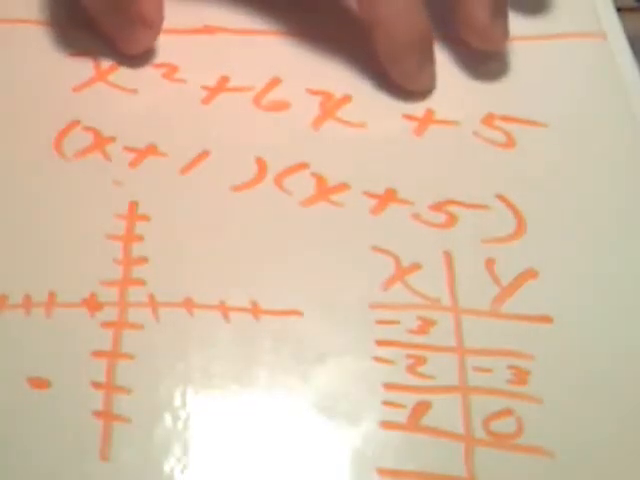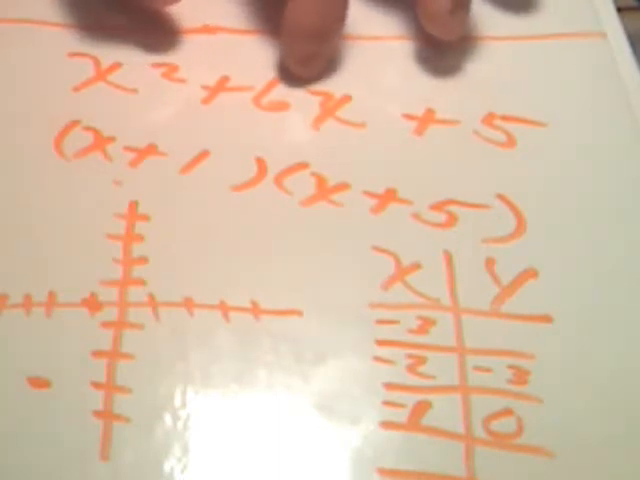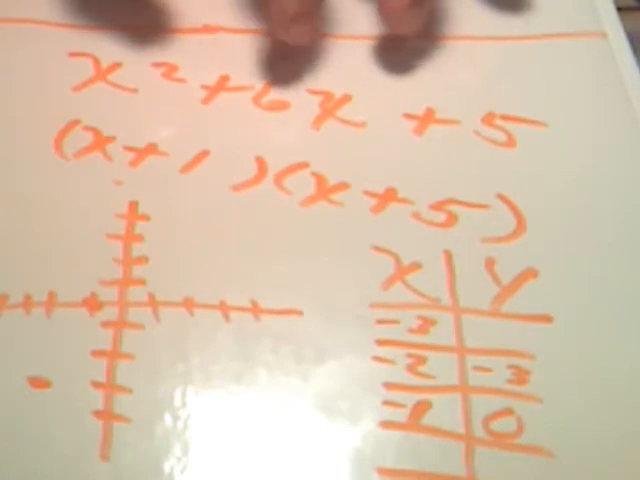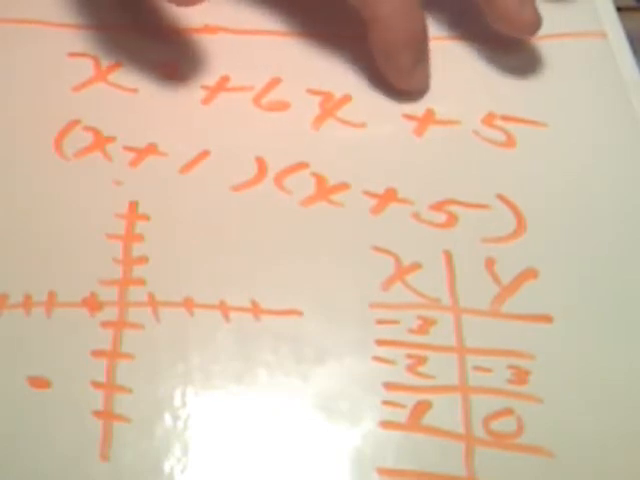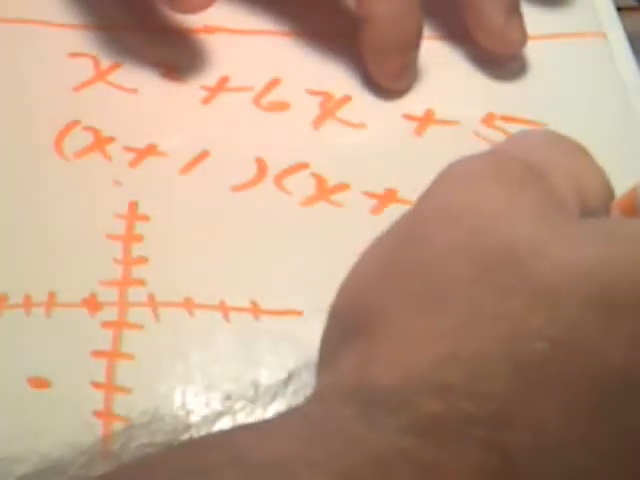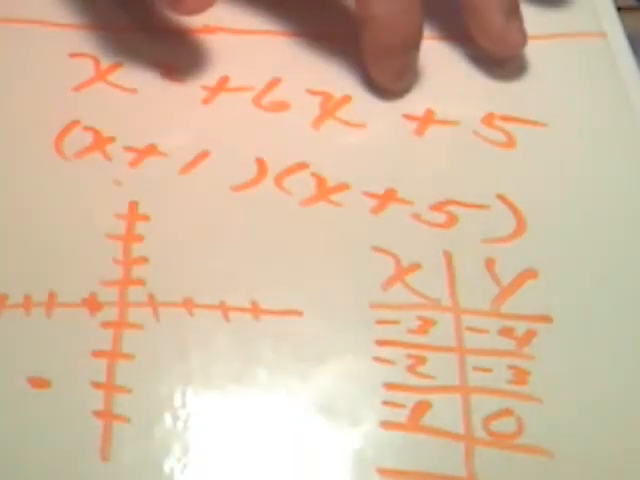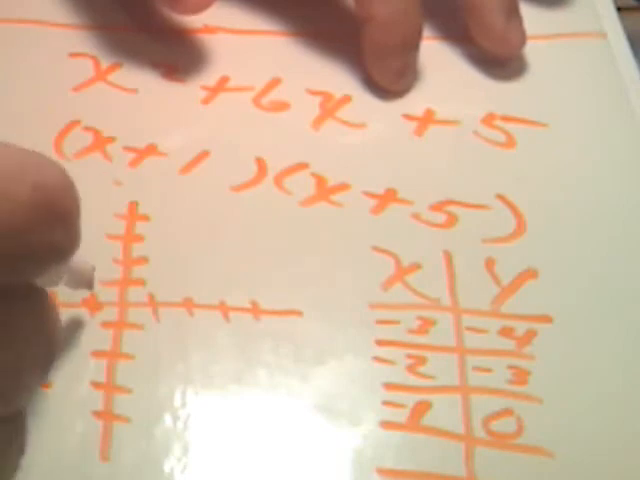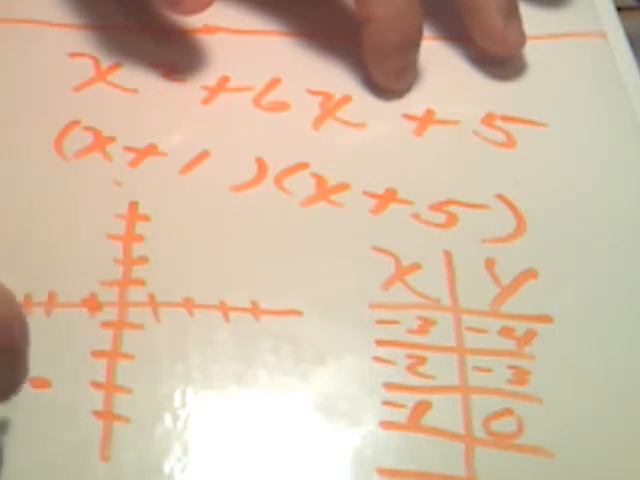Now do a -3 here. So we put -3 in. -3 squared is 9, plus -3 times 6 is -18. So we got -18 plus 9 gives us -9, plus 5 gives us -4. Okay? So we got -3, -4. 1, 2, 3, -4. It's about right here.